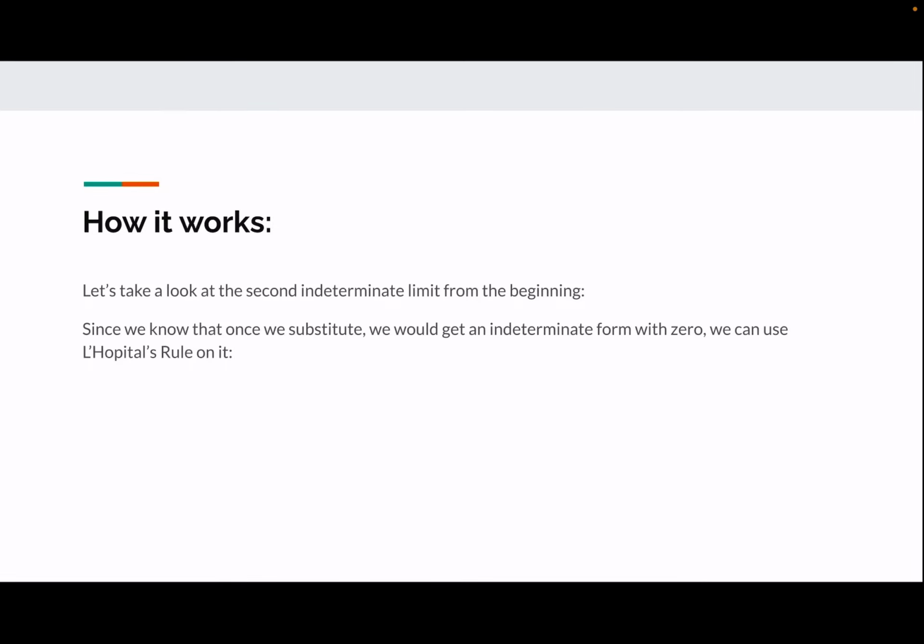Now I'm going to take a look at the second indeterminate limit from the beginning. The limit as x approaches 3 of x squared minus 3x over x cubed minus 27. Here we saw that that evaluates to 0 over 0. So the indeterminate form is met, and we can use L'Hopital's rule on it. So, as always, I'm going to take my derivative, and we see that the numerator simplifies to 2x minus 3, and the denominator simplifies to 3x squared. Hopefully, again, that's a simple enough derivative for y'all to understand without going into extra steps.